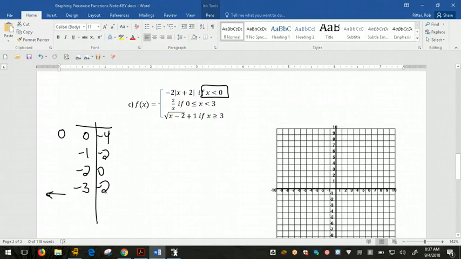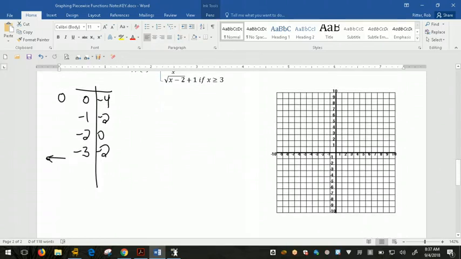And I'm going to graph that. An open circle at 0, -4. -1, -2 is a point. -2, 0. And -3, -2. So I have this V shape right here. There's the vertex of that. And I'm going to follow the slope and draw an arrow. It continues going to the left and down infinitely.